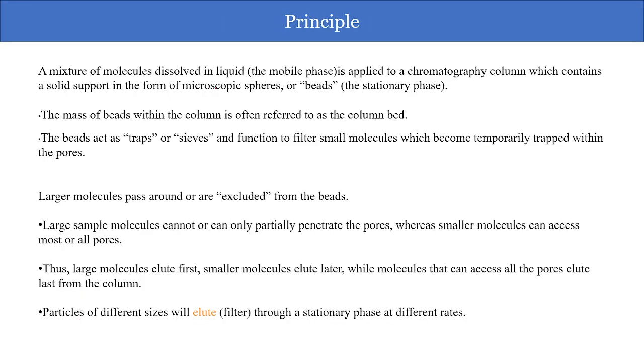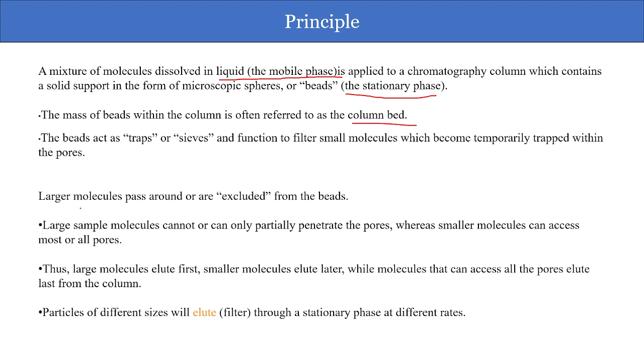So what is the principle of size exclusion chromatography? Let us see. A mixture of molecules is dissolved in a liquid, the mobile phase, and is applied through the chromatographic column, which contains a solid support in the form of beads or microscopic spheres, and that is what we call the stationary phase. The protein in the buffer, or the compound in the buffer, is the mobile phase. The mass of beads within the column is often referred to as the column bed. And what do these beads usually do? These beads act as traps or sieves and function to filter small molecules, which become temporarily trapped within the pores.